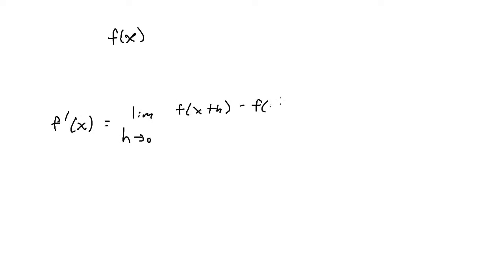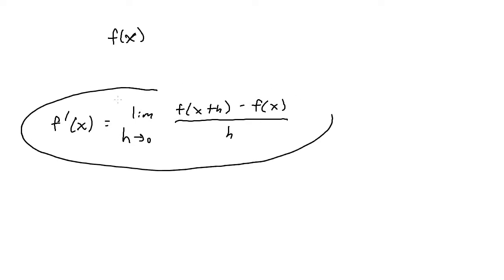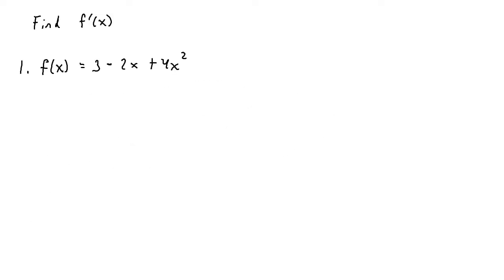Now, given a function f of x, the formula for the derivative of f of x, or in other words f prime of x, is going to be equal to the limit as h approaches 0 of f of x plus h minus f of x over h. And so this is known as the limit definition of the derivative.